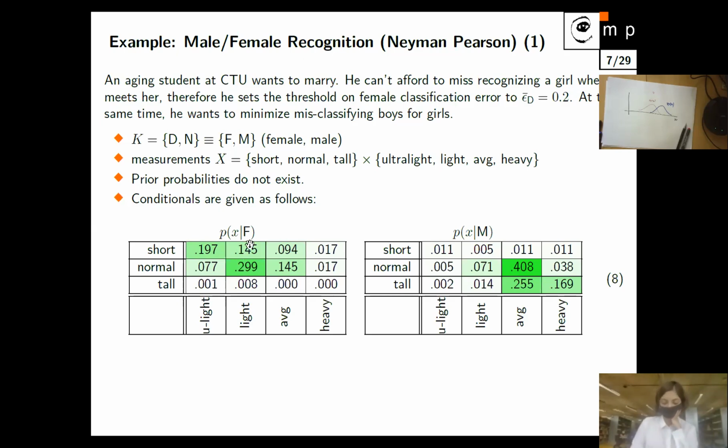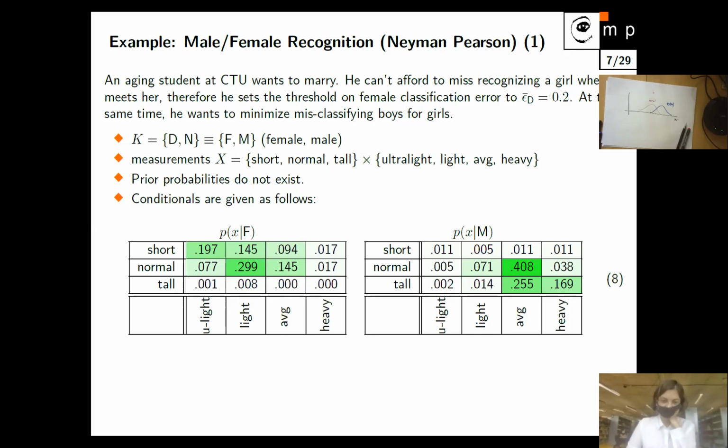So you see that 30% of females are light and normal. It's very, very unusual: 1% of ladies are tall and ultralight. Men are often average and normal. Some of them are tall and average, and some are tall and heavy, whereas we are saying here there are no tall and heavy ladies. Okay, so now this is the statistical model.